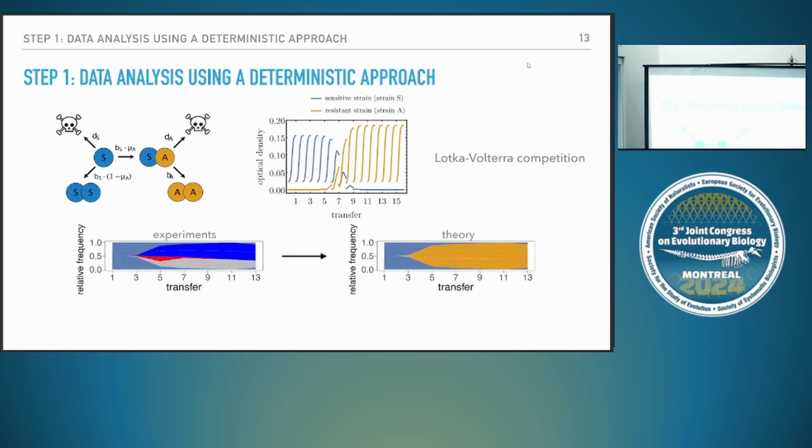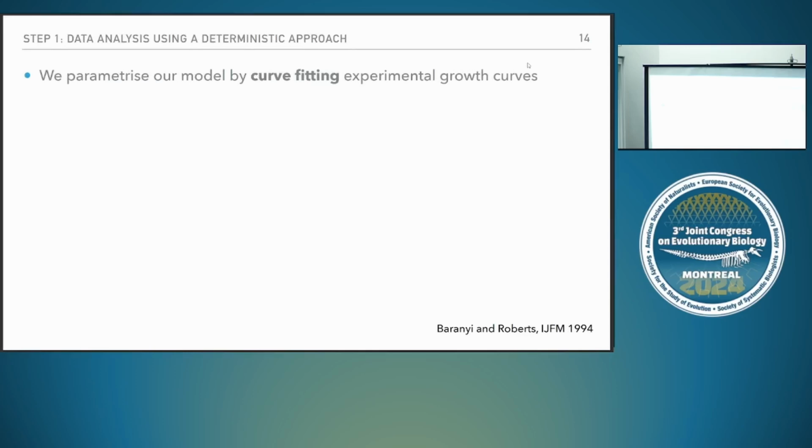And the idea is that we consider only one resistant strain, strain A, that will somehow represent the collective behavior of all the present strains. It's some sort of effective resistant strain. And the idea of doing this is that we're going to parameterize our model by curve fitting the experimental curves. So we're going to parameterize the parameters for strain S and A.